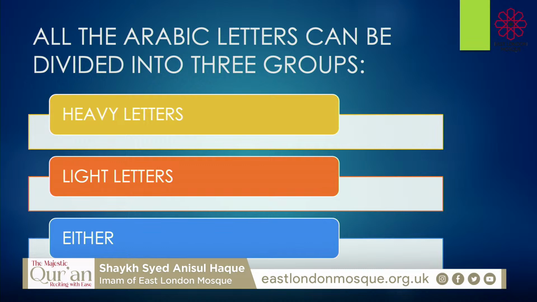Let's test it. Ba. It's light. I stretched my mouth. Kha. Heavy. Sad. Heavy. Dal. Light. This is how you differentiate between the two groups. So heavy is 7 letters: Khussa, Daghtin, Qidh. Are all of these letters always heavy?